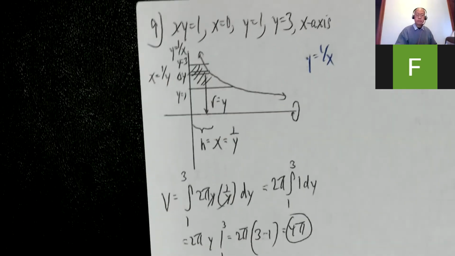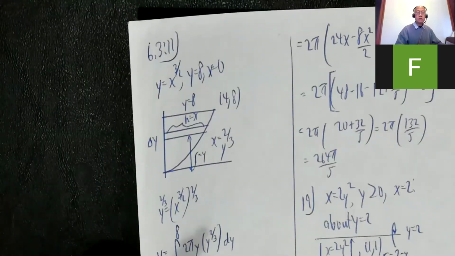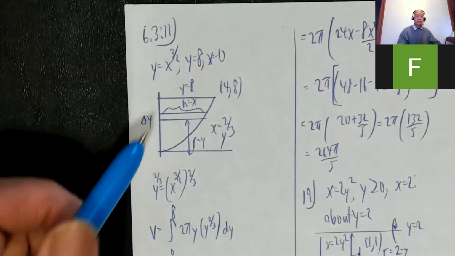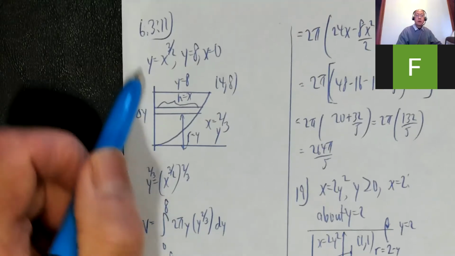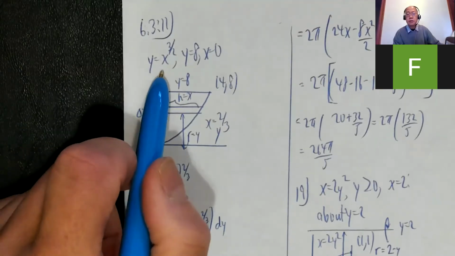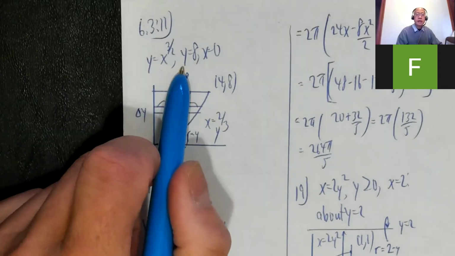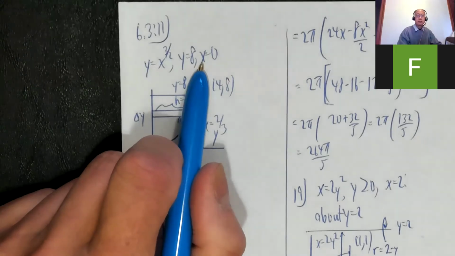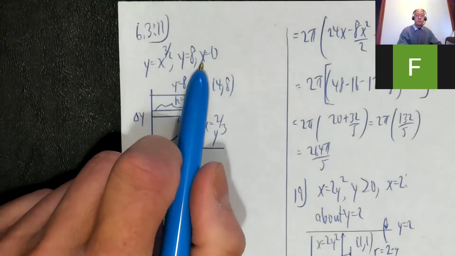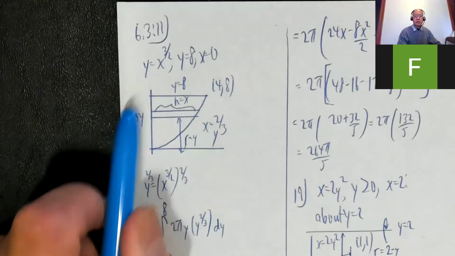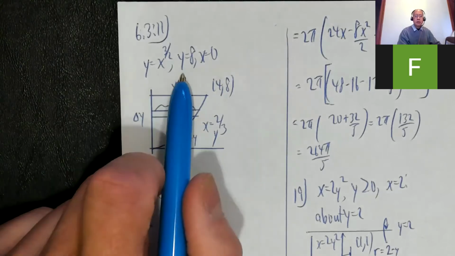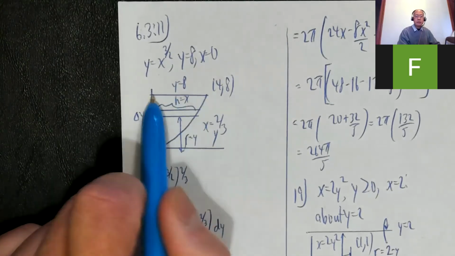Okay. All right, make that disappear. And number 11. y equals x to the 3 halves, y equals 8, x equals 0. x equals 0 means the y-axis. y equals 8 is way up here.